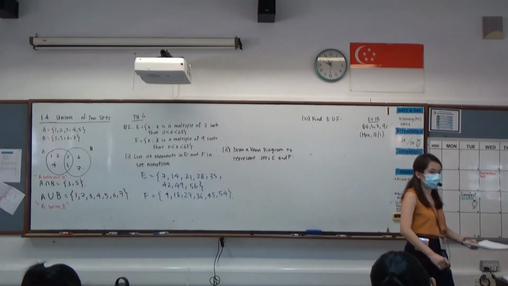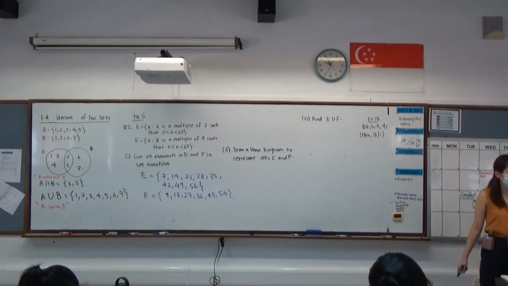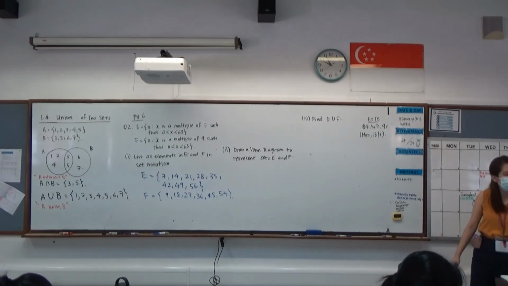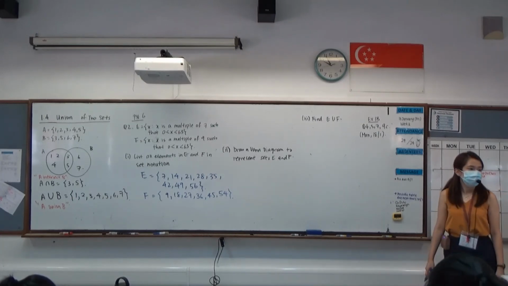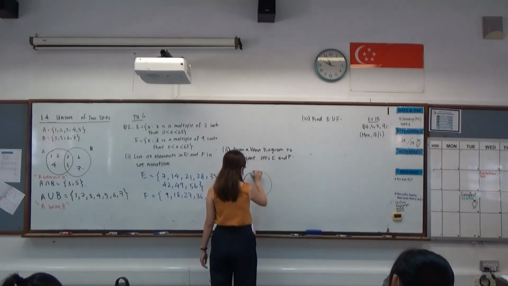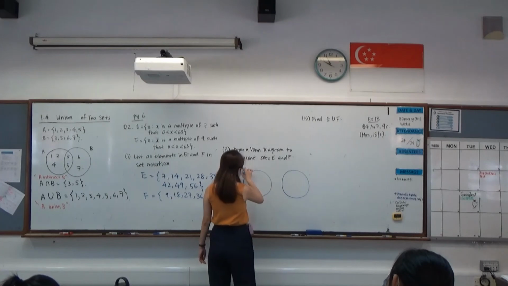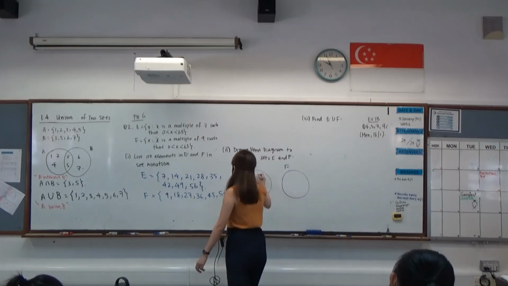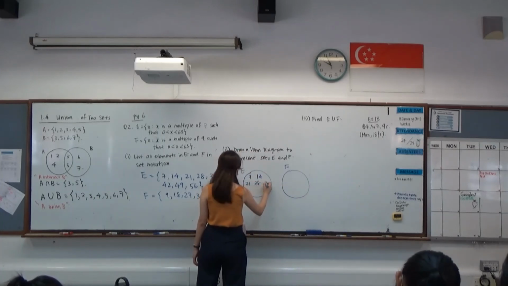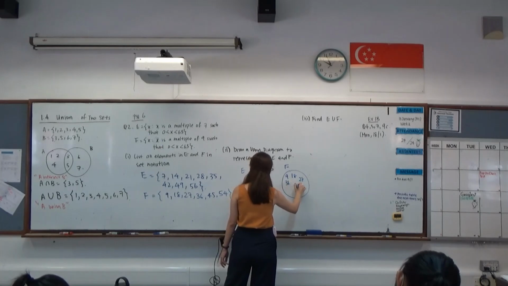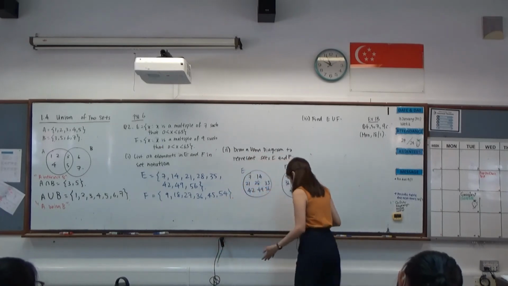Then after that, how will the Venn diagram look like? Marvin, what do you think? Two separate circles. So disjoint sets. Agree? It should be two disjoint sets. So we have 7, 14, 21, 28, 35, 42, 49, 56, and 9, 18, 27, 36, 45.